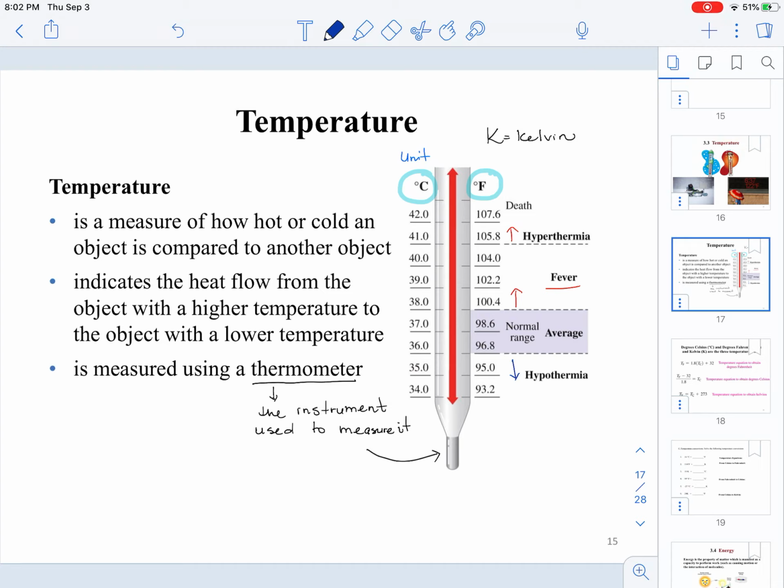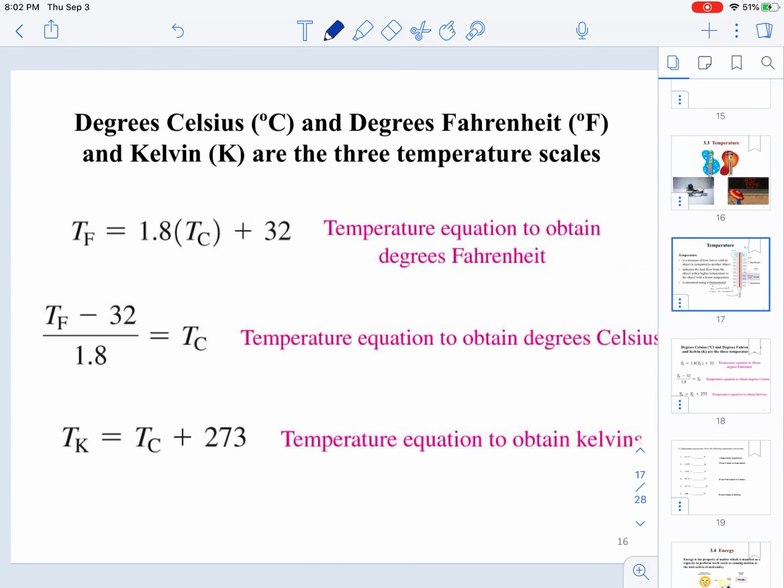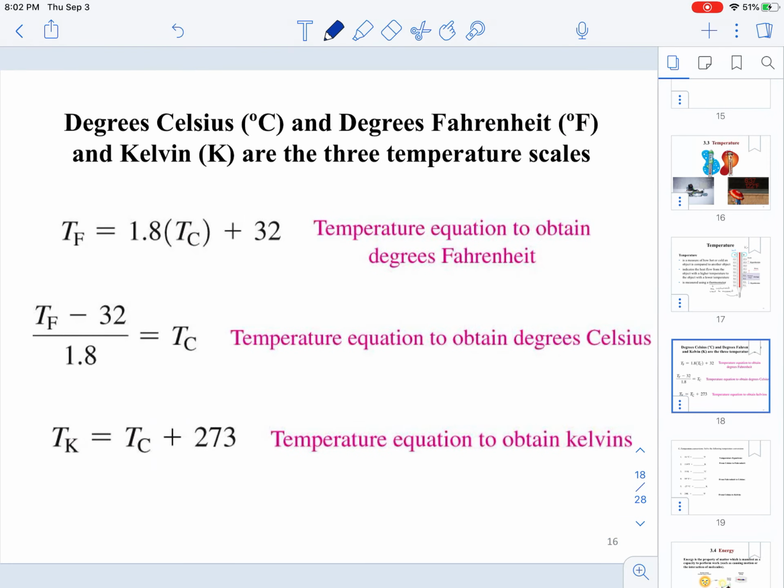So, as you can see, we have the units of Fahrenheit specifically on the right of that thermometer, and on the left of the thermometer, we have the units in Celsius. And as you can see, they are at the same level because we can convert from one unit to the other. In order to do that, we are going to use several equations in order to accomplish those interconversions.